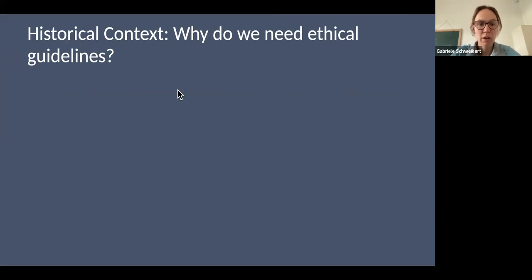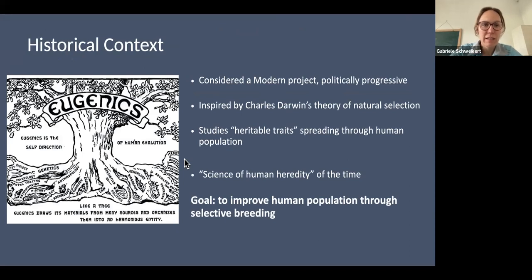Okay, so historical context: why do we need ethical guidelines? Why did the Nuremberg Code become so important? I think it has its origin in a very, at the time, modern project, which we know now, of course, was a terrible mistake, and it was eugenics. At the time, it was considered a very modern project, politically progressive. It was inspired by Charles Darwin's theory of natural selection, and it was studying exactly heritable traits which were spreading through the human population. It was, in fact, the science of human heredity of the time.